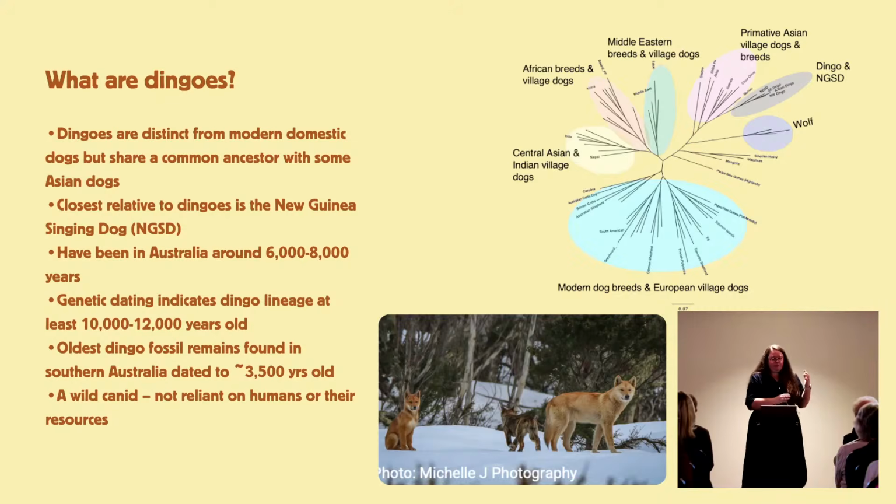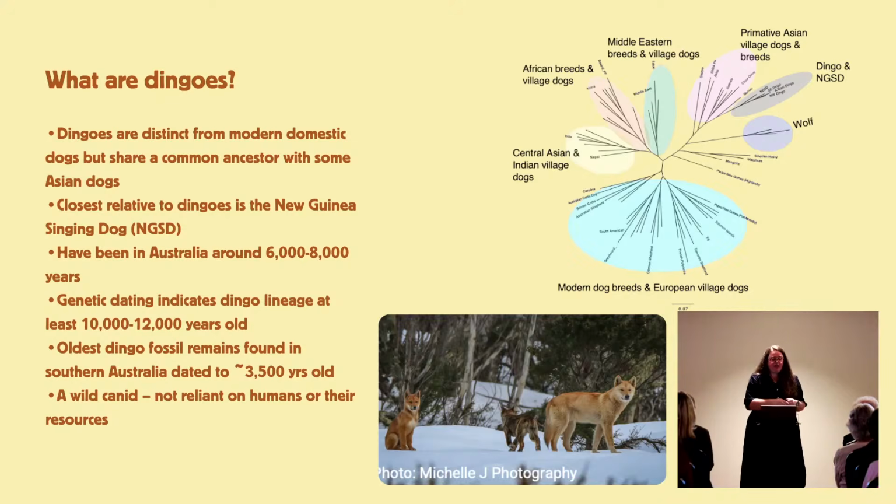So dingoes have been in Australia around 6,000 to 8,000 years, and we know that from genetic dating of the DNA of dingoes, which shows that the lineage, or that family group of dingoes, has been distinct from domestic dogs for at least 10 to 12,000 years.